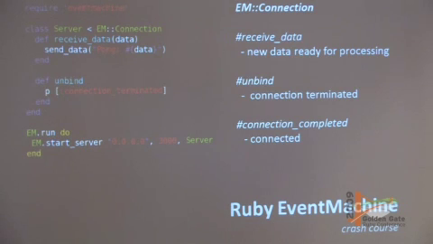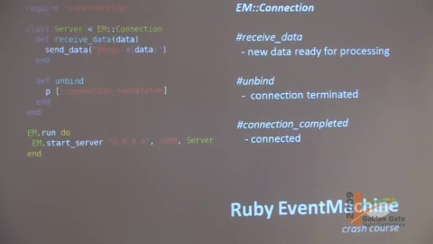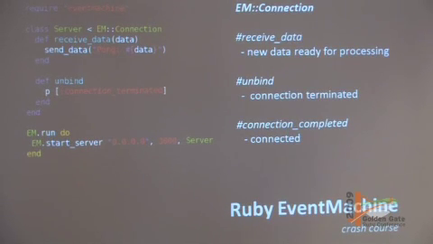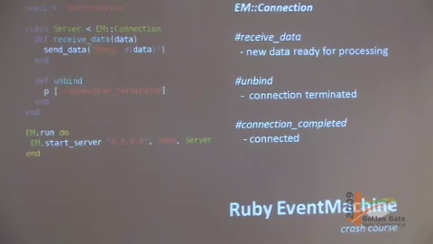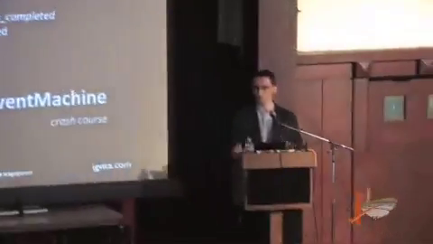Receive_data, once again, same thing. So you get pieces or chunks of data streamed to your client. Unbind is called when a connection is terminated. So if the client closes the connection, the unbind will get called, so you can inject some code in there. And connection_completed is actually for clients only. It's when you try to connect to an IP address, and when that connection is negotiated and the TCP handshake is complete, that gets invoked, so you can start performing whatever it is that you need to do. So that's EventMachine in, I guess, 10 words or so.